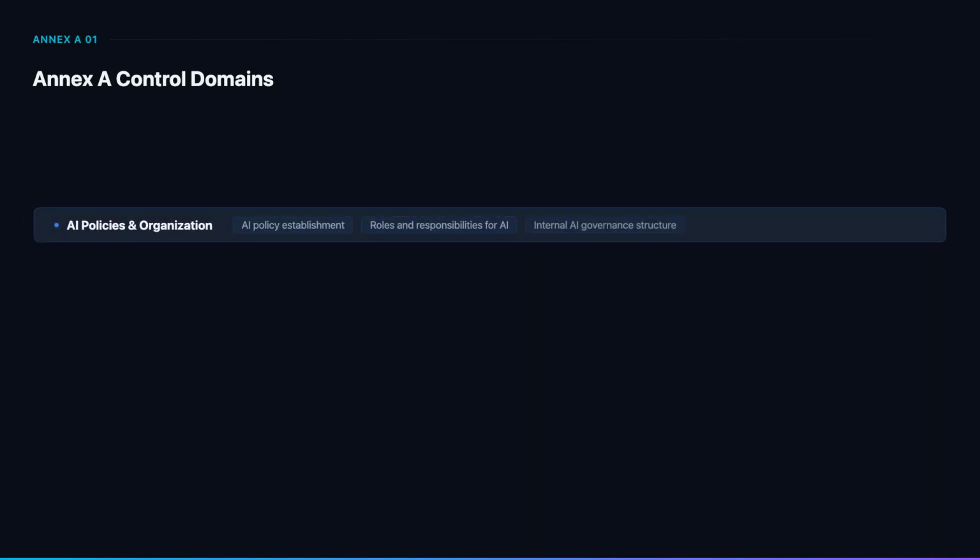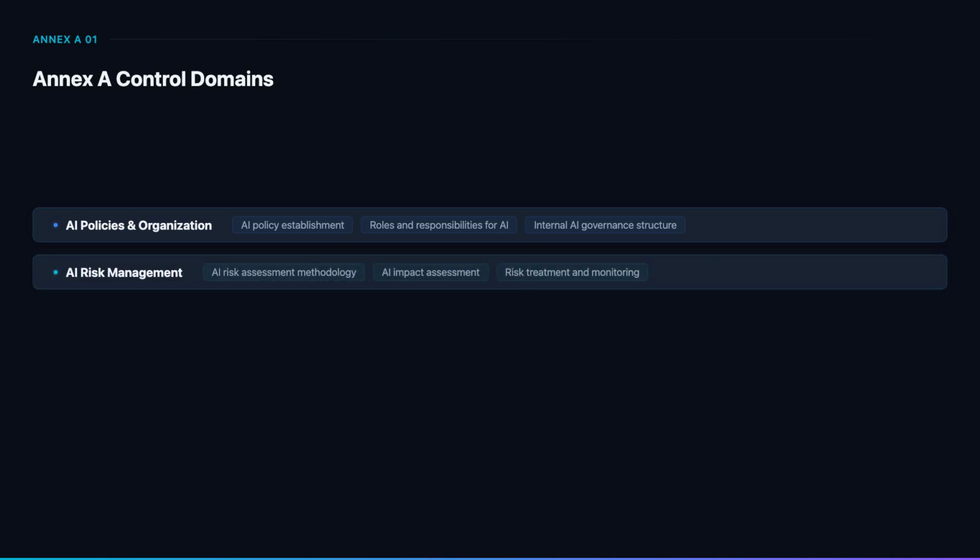The first domain covers AI policies and organizational controls. This includes establishing a formal AI policy, defining clear roles and responsibilities for AI governance, and setting up an internal governance structure with accountability. The risk management domain addresses how you identify, assess, and treat AI-specific risks. It covers the AI risk assessment methodology, AI impact assessments for affected stakeholders, and ongoing risk treatment and monitoring processes.